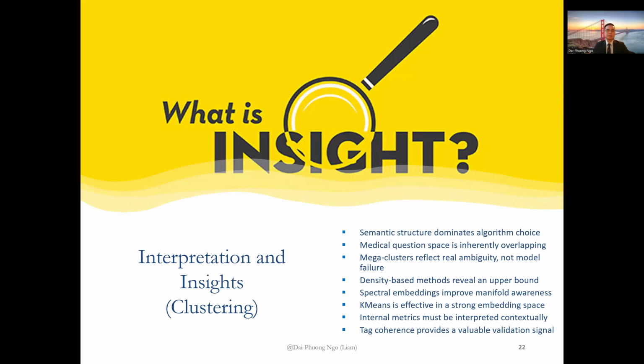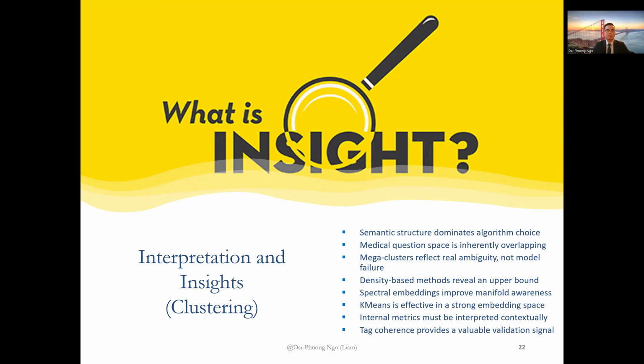For clustering, the dominant insight is that medical questions do not form clean, disjoint categories. Overlap is inherent. Symptoms, conditions, and concerns naturally blur together. This explains why mega clusters appear in KMeans and why OPTICS labels so much data as noise. These behaviors are not algorithm failures. They reflect the structure of the data.